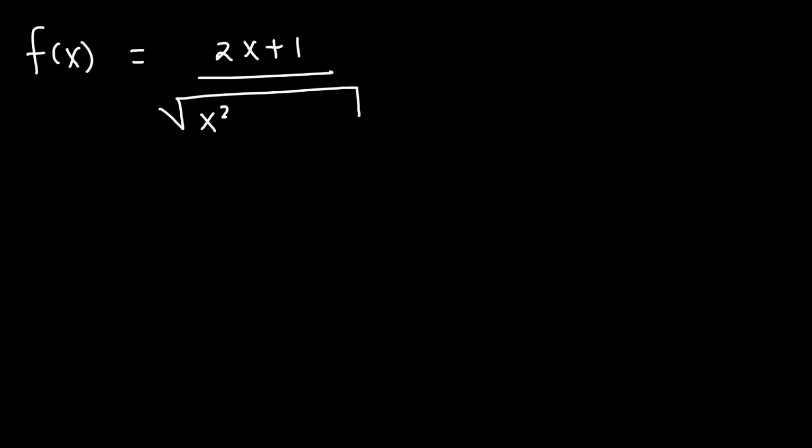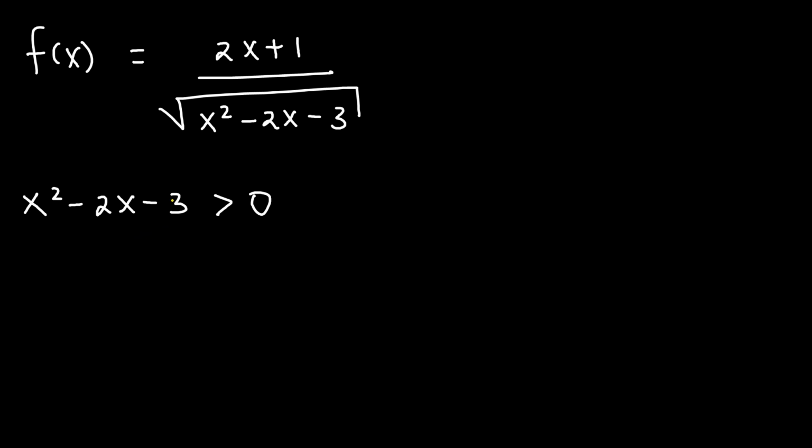Let's find the domain of the function (2x + 1) divided by the square root of x² − 2x − 3. Once again, we know that x² − 2x − 3 should be greater than 0 because we can't have 0 in the denominator.